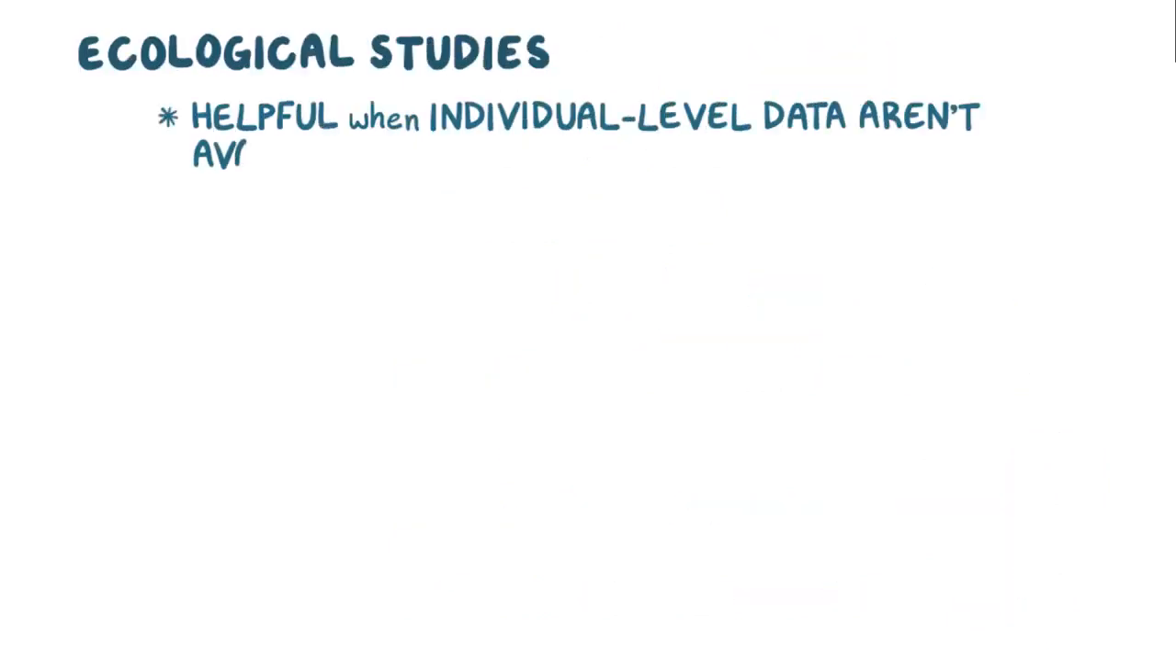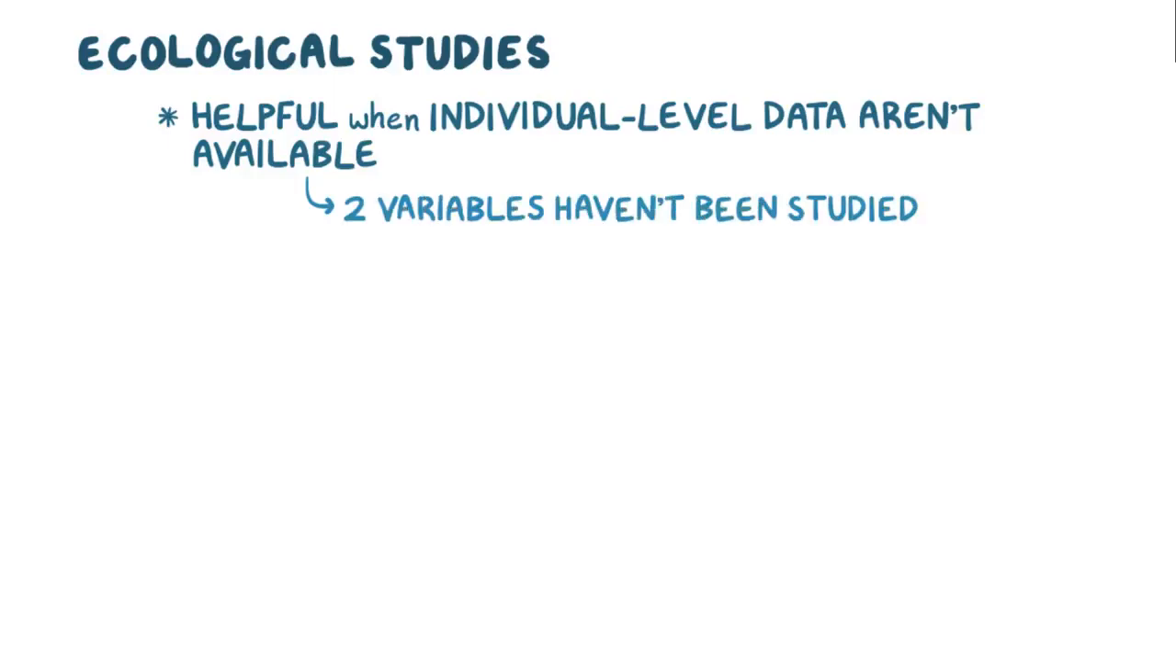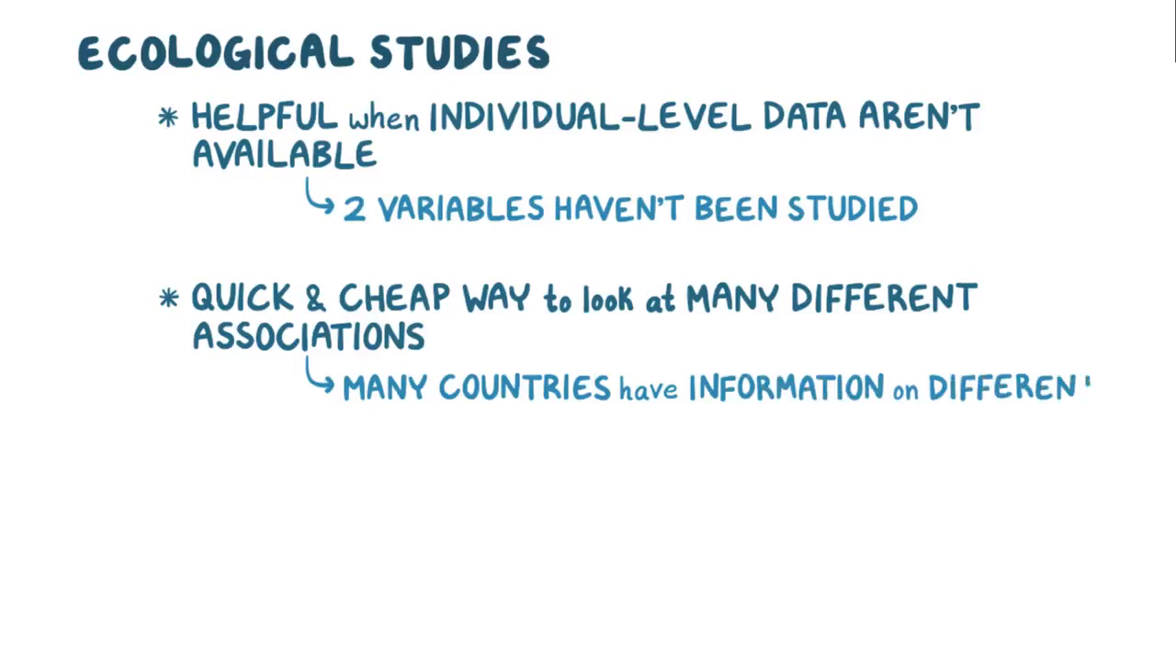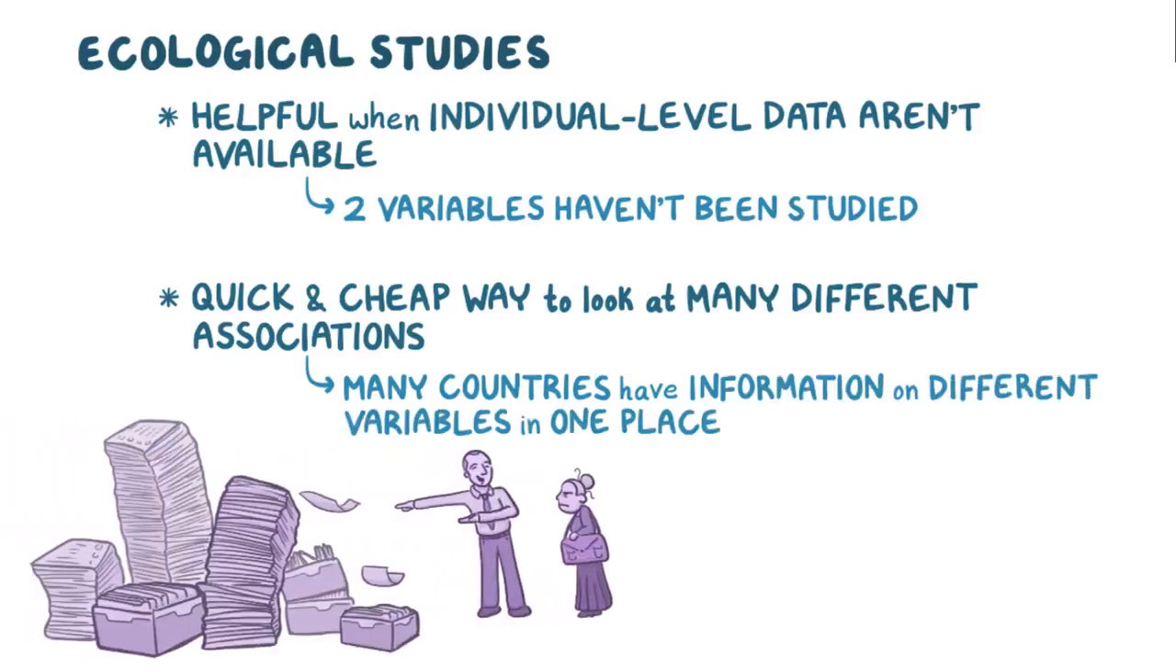Ecological studies are particularly helpful when individual level data aren't available, like if the two variables have never been studied before, but you have a suspicion that they might be associated. They're a relatively quick and cheap way to look at many different associations, since many countries have information on a lot of different variables all in one place.